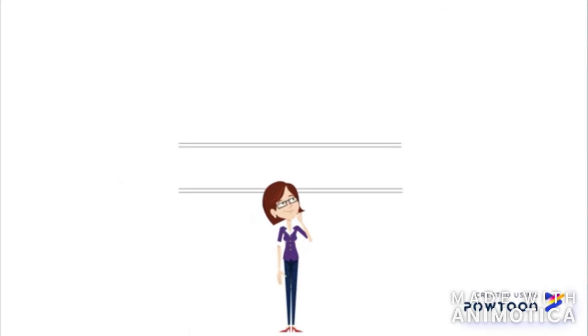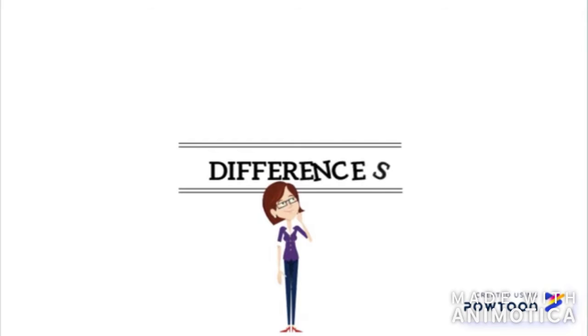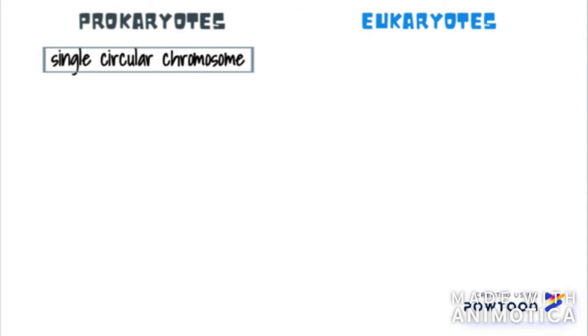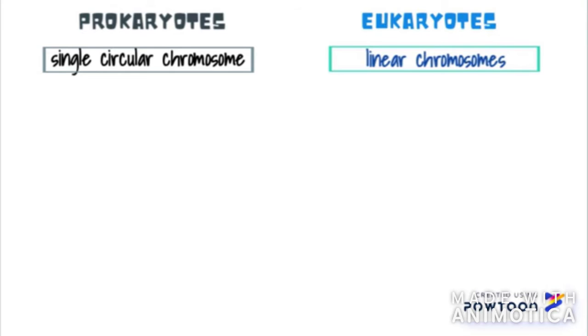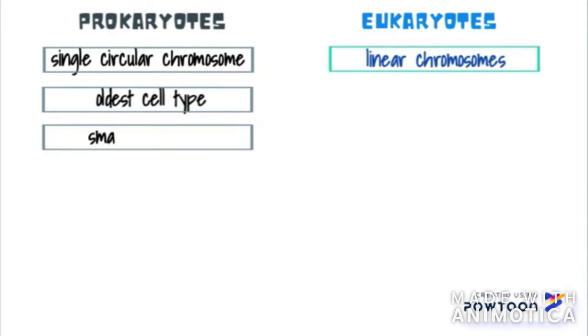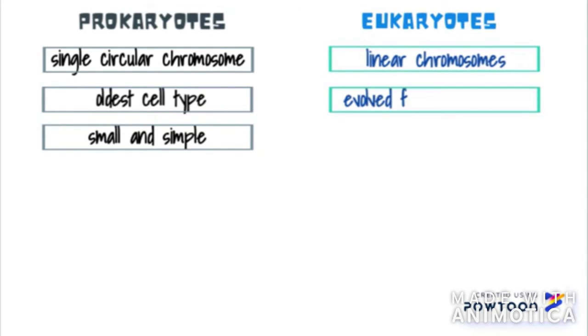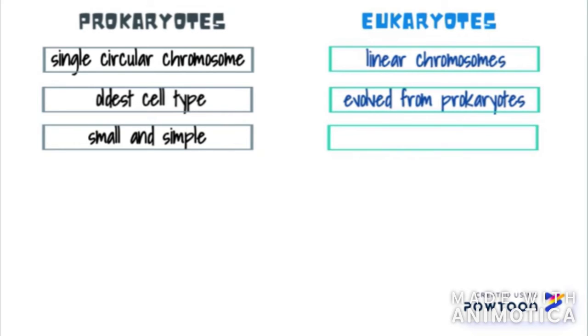Now, let's see some of the ways they differ. The DNA of the prokaryote is usually organized as a single circular chromosome, while the DNA of a eukaryote is organized as linear chromosomes. Prokaryotic cells are the oldest type of cell. They are small and relatively simple. Eukaryotic cells evolved from prokaryotic cells later. They are larger and much more complex internally.